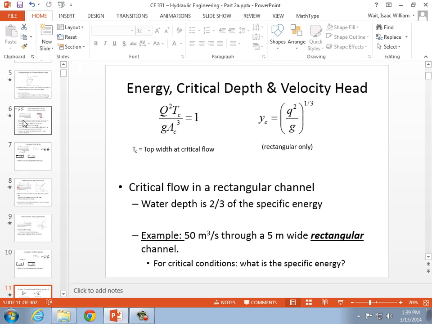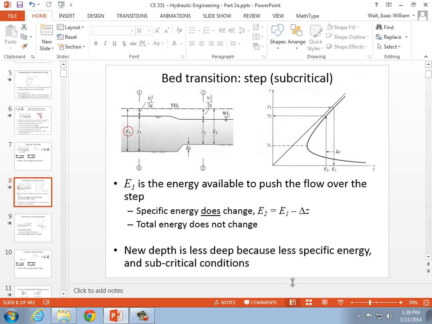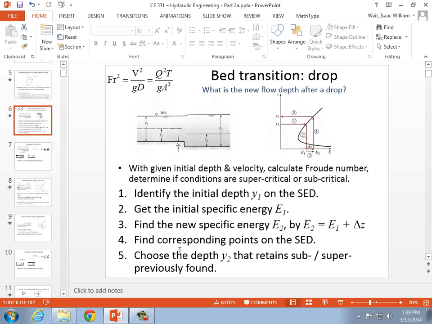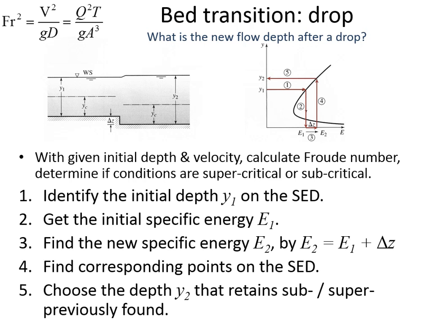So let's go back to the slide where we were looking at drops. The question was, can you have supercritical flow and then it drops? So if you had supercritical flow, here would be your Y1, and then the drop would mean that you're moving to the right, and so it would get even shallower, just as you said, instead of deeper.